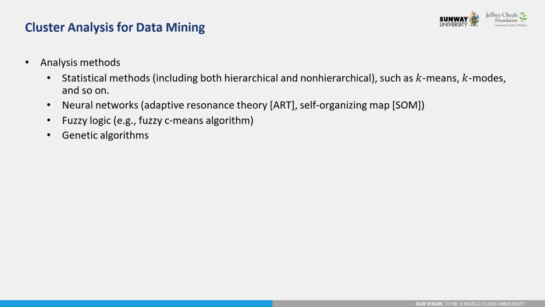On the analysis side, if you are talking about statistical methods, yes, both hierarchical and non-hierarchical methods, like k-means, k-modes, neural networks such as adaptive resonance theory ART and the self-organizing map SOM, and fuzzy logic. Within fuzzy logic, there are different kinds you can use. Nowadays, a lot of scientists are using fuzzy logic to take decisions. Genetic algorithms, and there are a lot of other algorithms you can use.